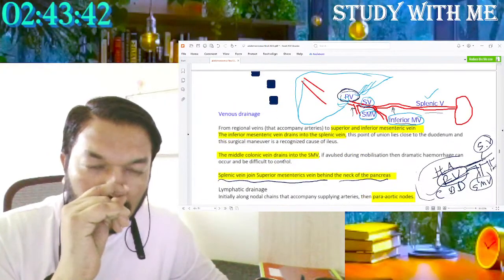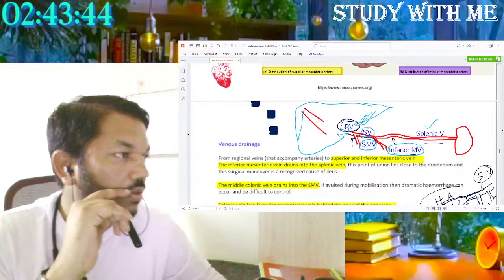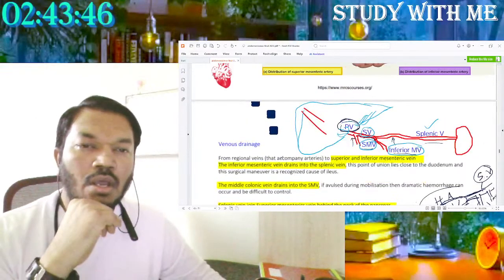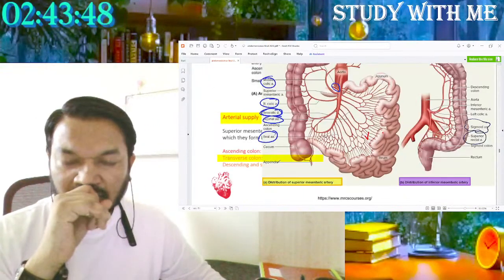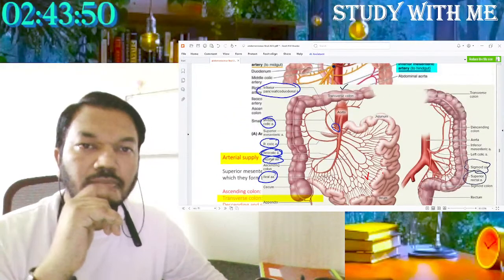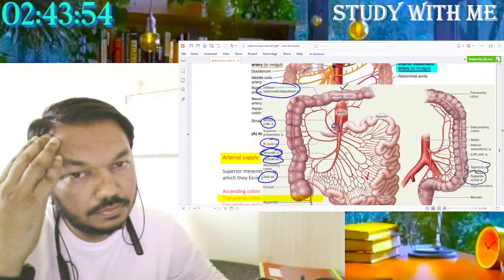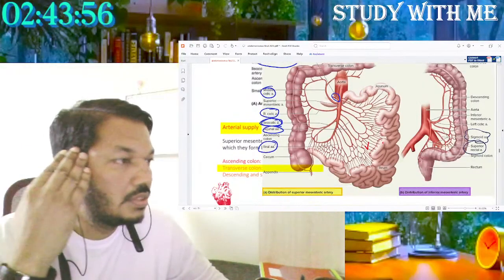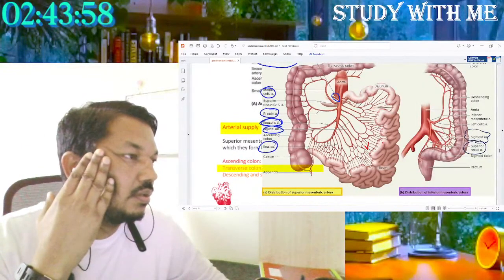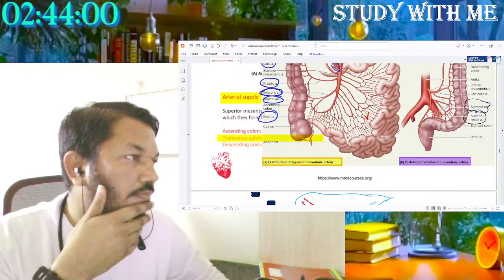Where? I'm not seeing that picture. Where is it? Which page is it? 44. You should have added your own picture, I think. No, it's there. No, I don't have it. 44, no?